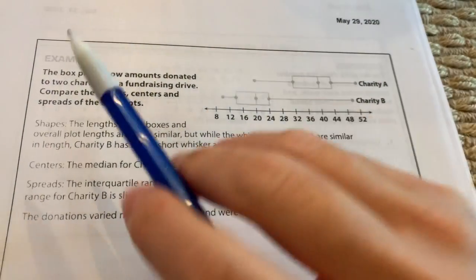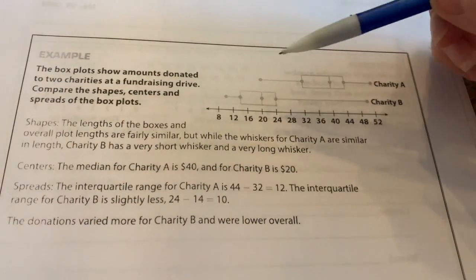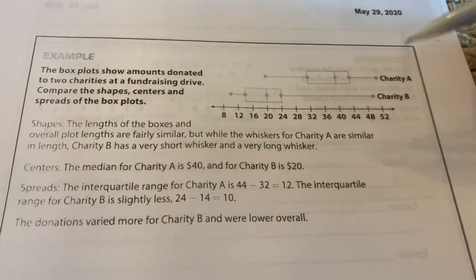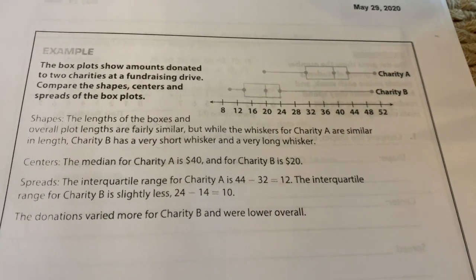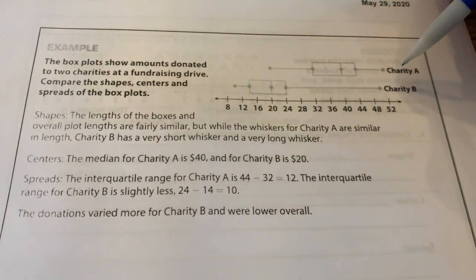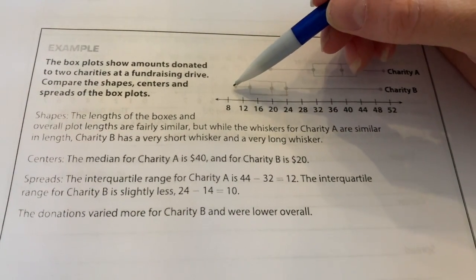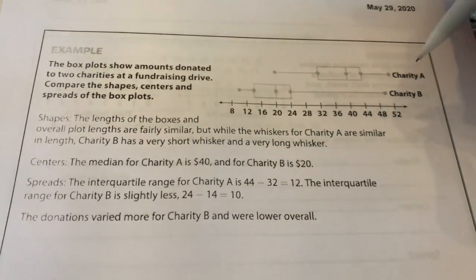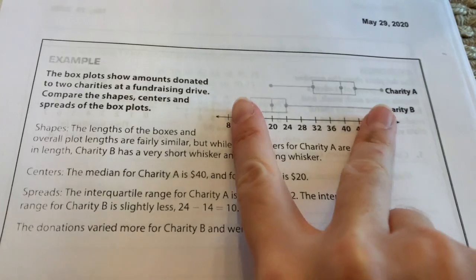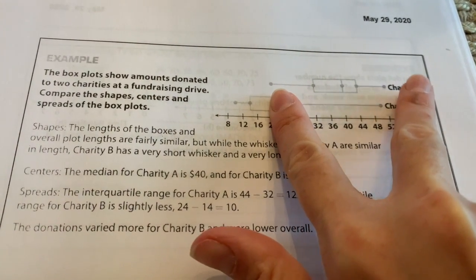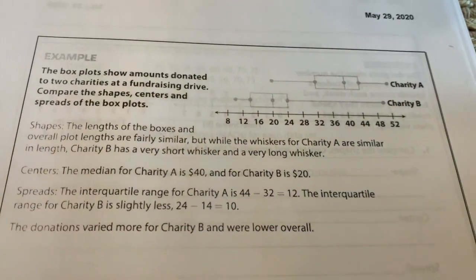So let's take a look first at the shapes. What we can see is that the length of the boxes and the overall plot lengths are similar. But while the whiskers for charity A are similar in length, charity B has a very short whisker here and then a very long whisker. Okay, so that's what's different about them. What they were saying is that the lengths are similar. So like if I moved this over here, you would see charity B would only be a little bit longer than charity A.